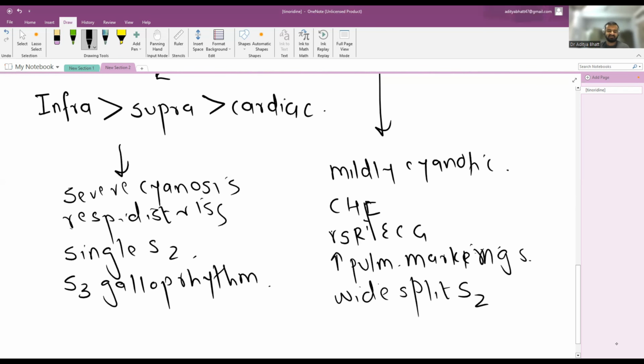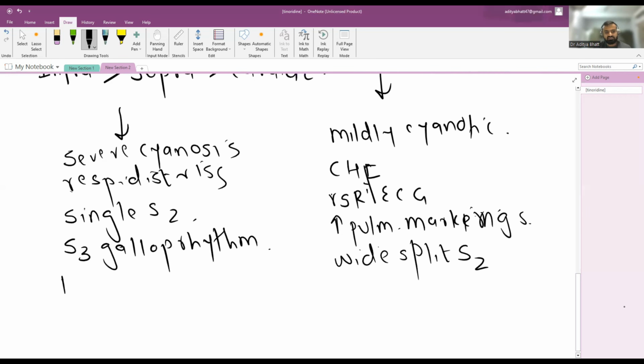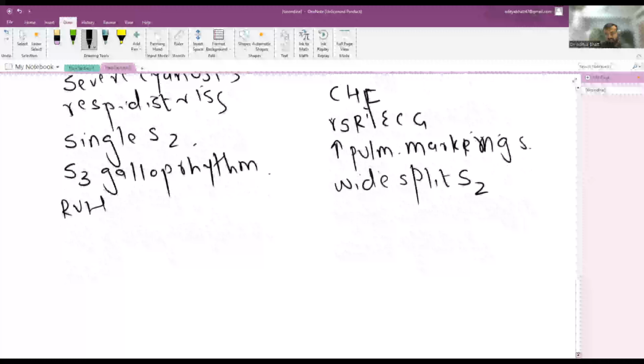Hepatomegaly and respiratory distress is invariably seen, and RVH is also seen over here. Okay, so this is the primary difference between both of them. Now, other thing you have to understand is that, see, ideally I'll show you.